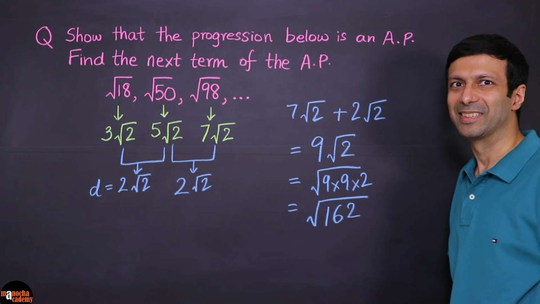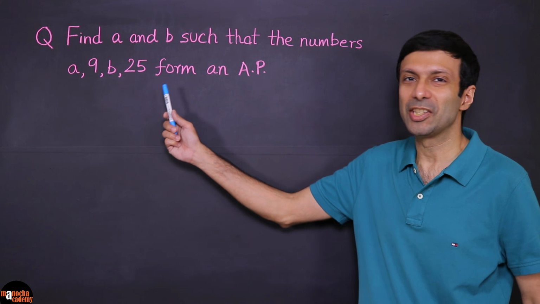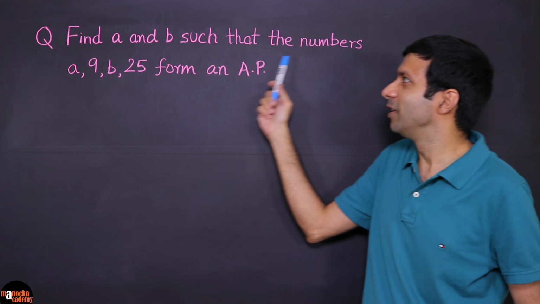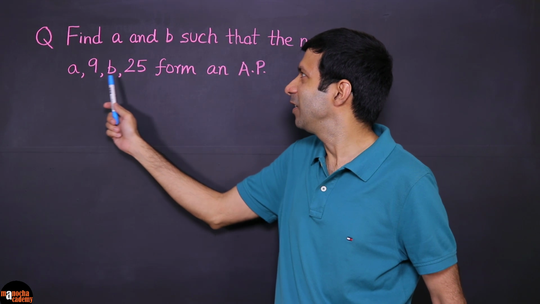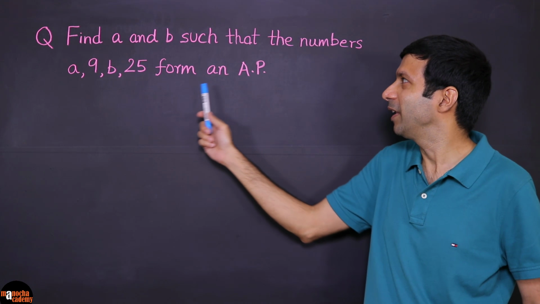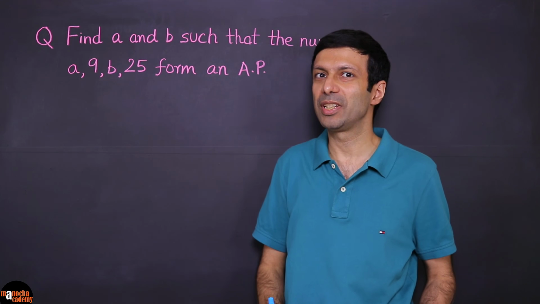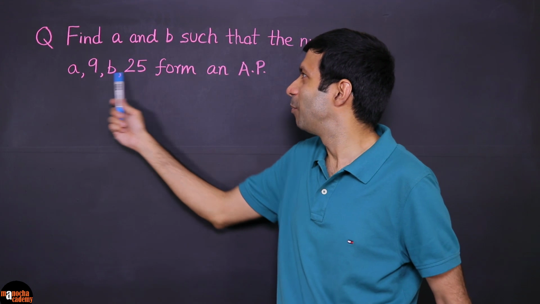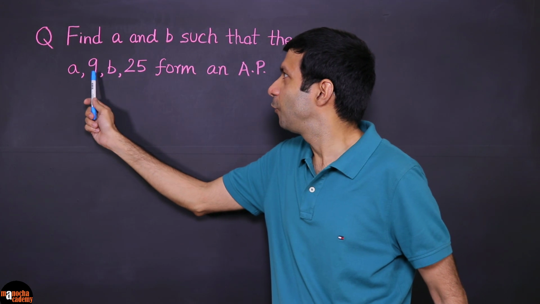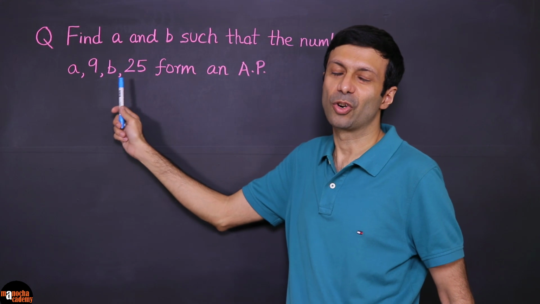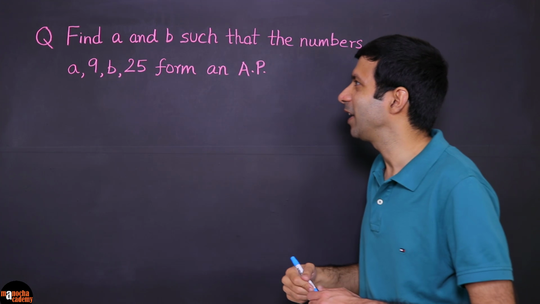That's our answer here. Now let's try this question. Find A and B such that the numbers A, 9, B and 25 form an AP. So again, what's the key concept to use here? Since these numbers form an AP, the difference between a term and its previous term is going to be constant. So let's apply that here.